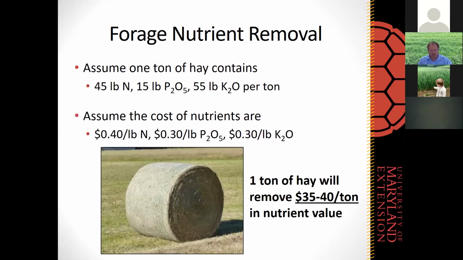Another nice example that Amanda put together here that I think really needs to be considered is the amount of money you're actually taking off. So if you assume 1 ton of hay has about 45 pounds of nitrogen, 15 pounds of phosphate, and 55 pounds of potash per ton. An average cost right now for those nutrients, we figure about 40 cents a pound for actual nitrogen, 30 cents for phosphate, and 30 cents for potash. So you multiply that out, 1 ton of hay will remove 35 to 40 dollars in actual nutrient value from that field. So that's pretty significant.